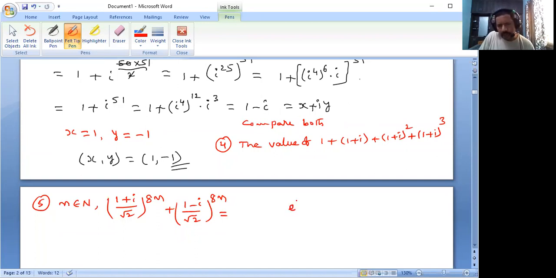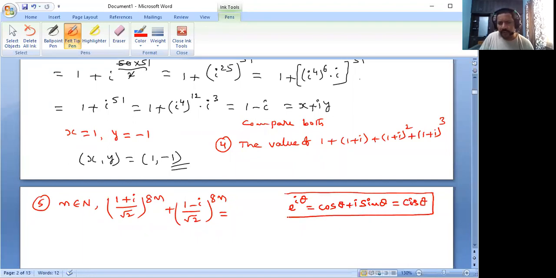e power i theta is cos theta plus i sin theta. Remember this formula? I think you already know it very well. If you don't know, remember it.